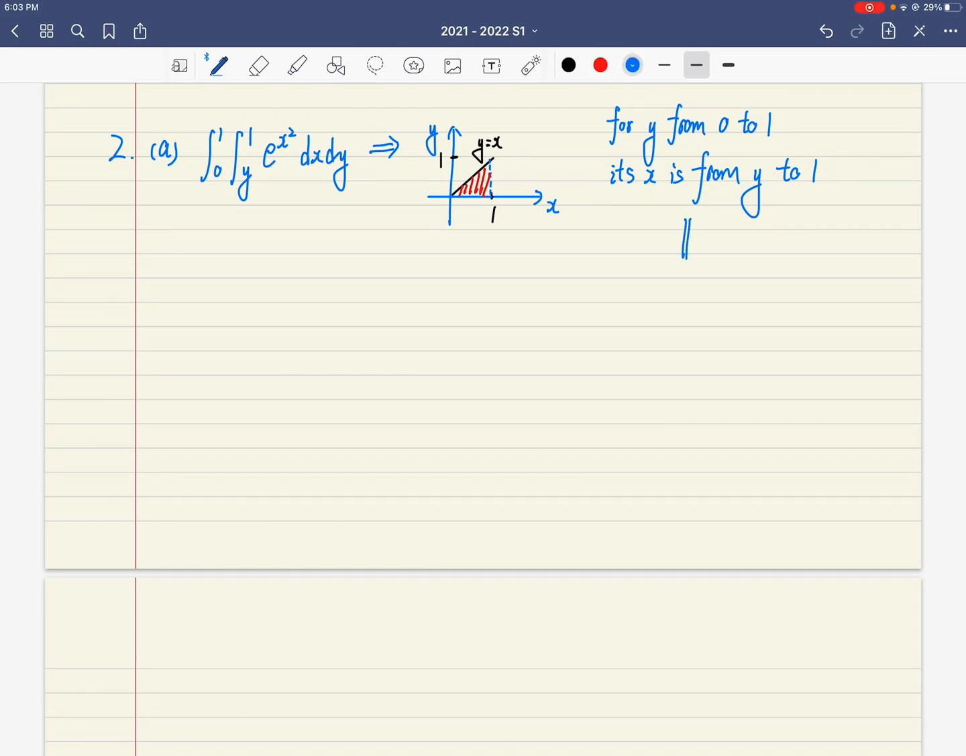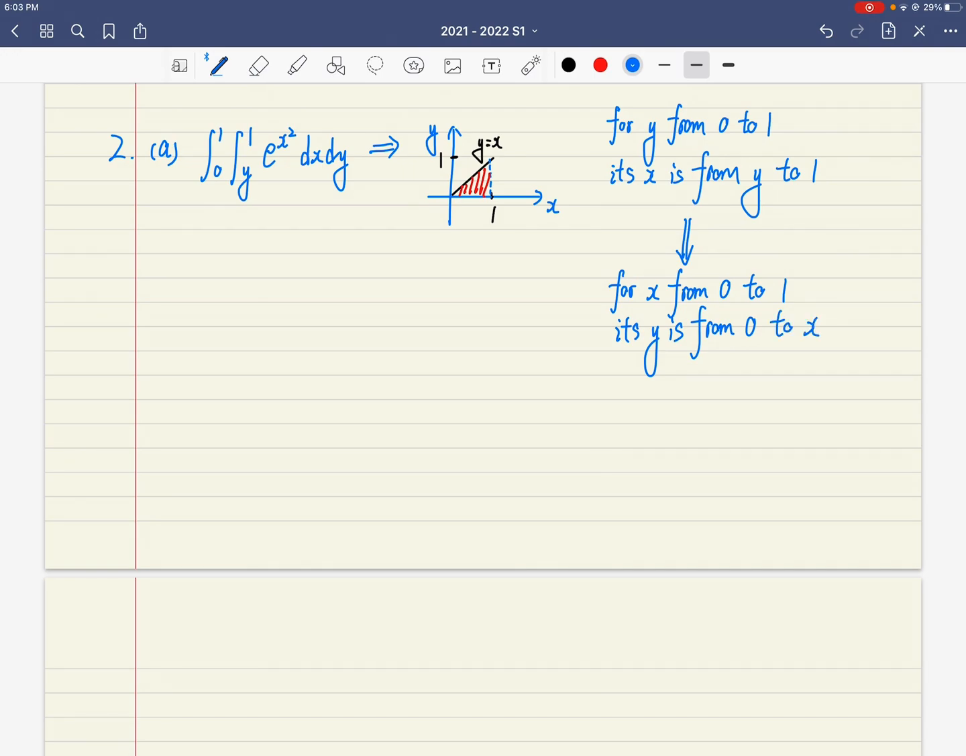So how can you describe this region in another way? Now it's for y from 0 to 1. We can describe it for x from 0 to 1. What about its y? For x from 0 to 1, its y is from here to here. Its y is from 0 to x. For x to be here, its y is from 0 to x.